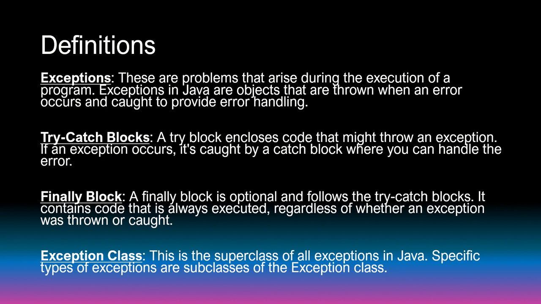Exceptions in Java are objects that are thrown when an error occurs, and they are caught to provide a way to handle that error. Without throwing and catching an exception, your program might just crash if the user input doesn't match what you're asking for. Rather than having the program crash, we can throw and catch an exception to maybe display a message to the user to say, hey, that input wasn't correct, please try again, and then allow them to have another chance.